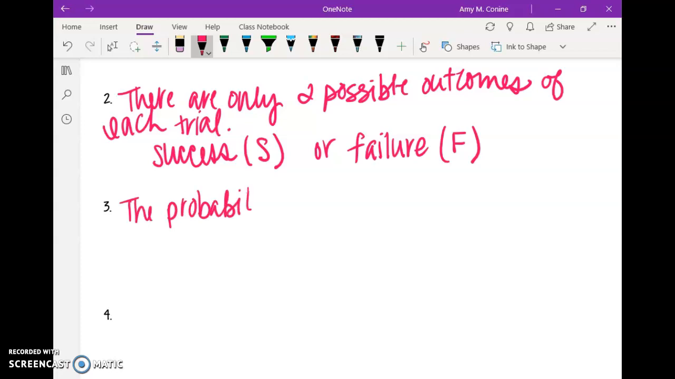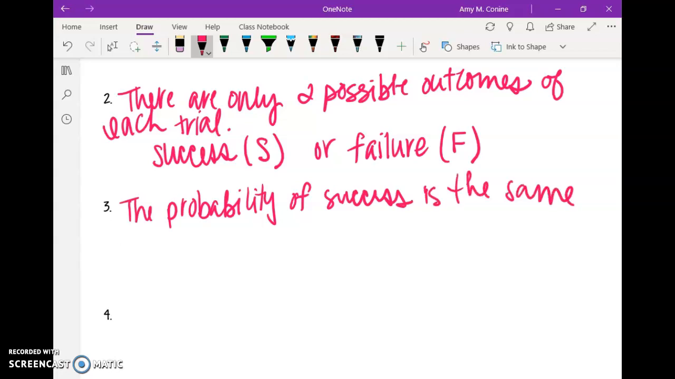So then the third one, the probability of success is the same for each trial. So that's the third one. The probability of success is the same for each trial.